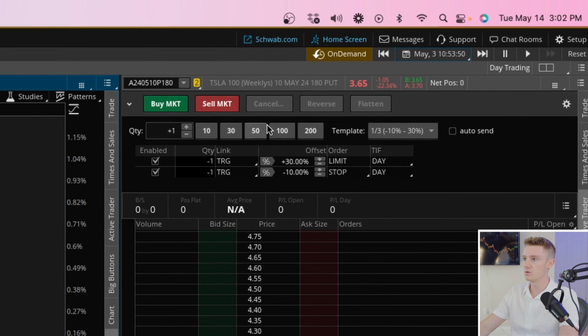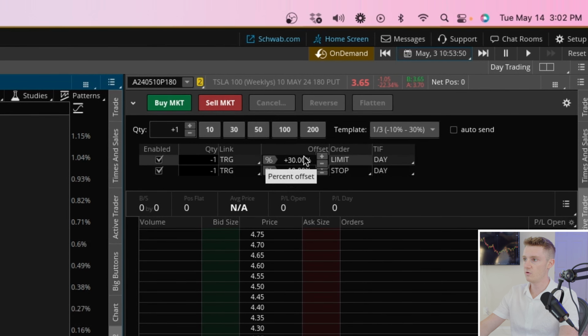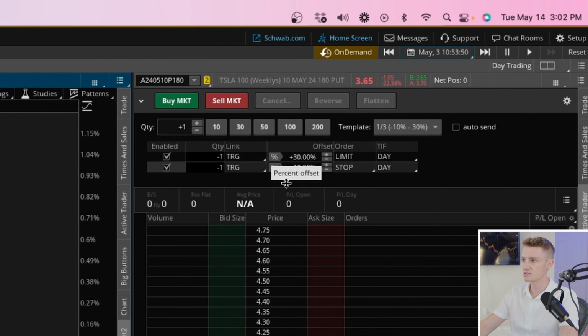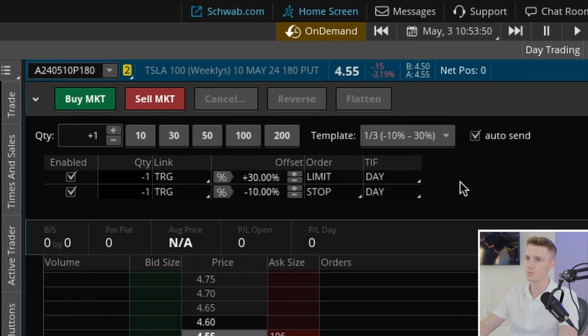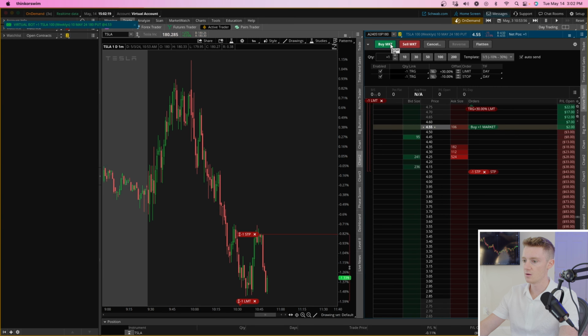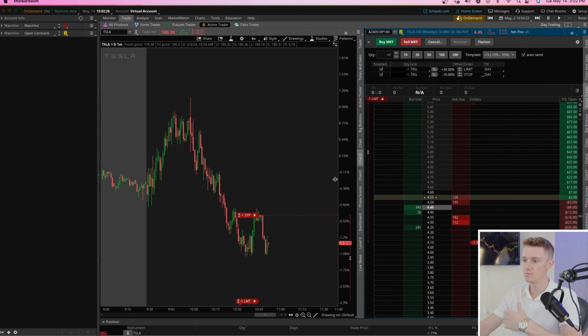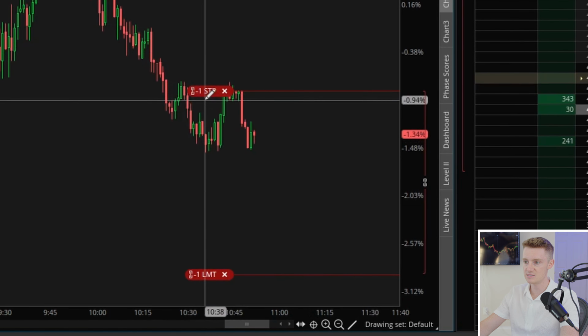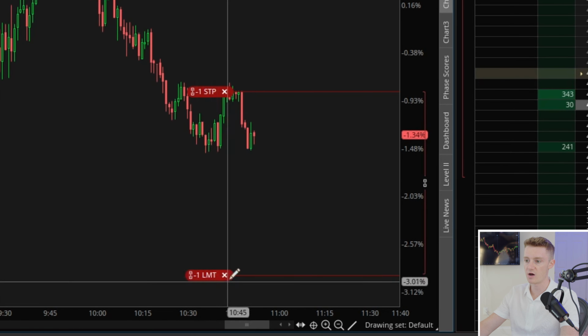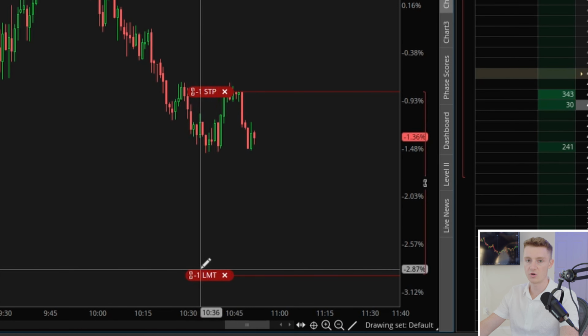We're going to trade this 1 to 3 risk to reward with our 10% stop loss in place and our 30% take profit in place. You can go in with a market or limit order, however you normally trade, but for this example, I'm just going to auto send with a market order. So now we are in this trade. We got filled on our order, and you can see our stop loss is set at 10% and our take profit is set at 30%.